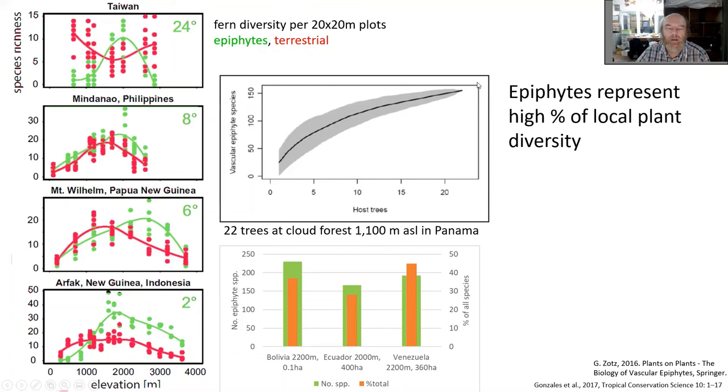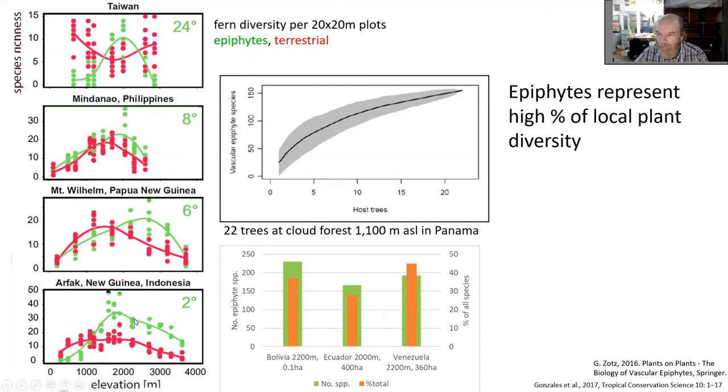When we look at this, this is an elevation gradient of epiphytic ferns, and there we can clearly see in green that compared to terrestrial ones, they are preferring higher elevations. This is the latitudinal gradient from the subtropics to the equatorial tropics.